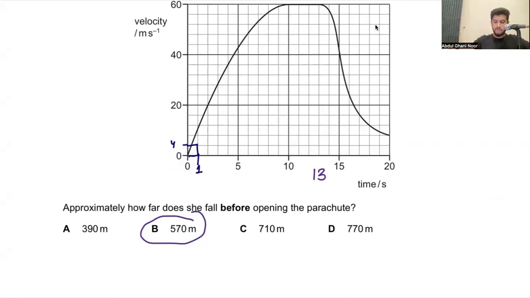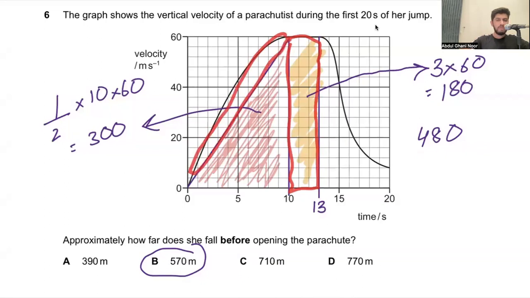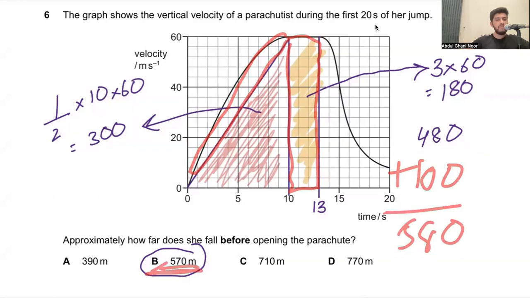For the other method, what I did was, they said how far does she fall before opening the parachute? So I knew this is the point where she opens the parachute. I found out the area under these two. I skipped this part and I said I'll make an approximation for that. This area comes out to be 480. I know ये अगर 130 180 आ रहा है तो ये 100 के करीब होगा. 180 से ज्यादा तो नहीं हो सकता ना. By eye I can see this without any calculation. तो 480 plus 100 कर लेते हैं तो ये 580 हो गया. So what is the closest value to 580? 570.